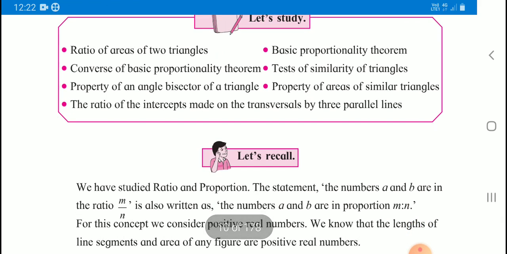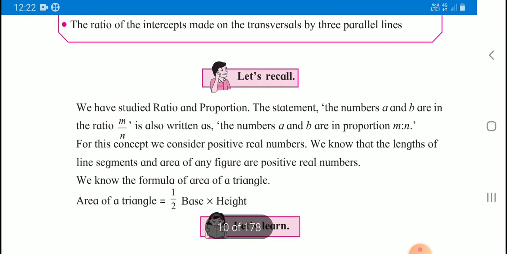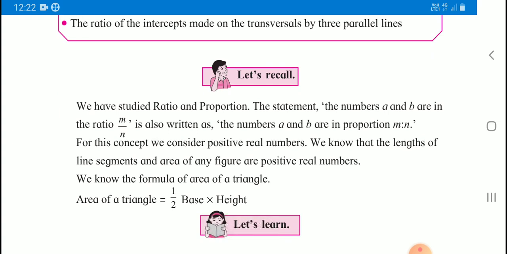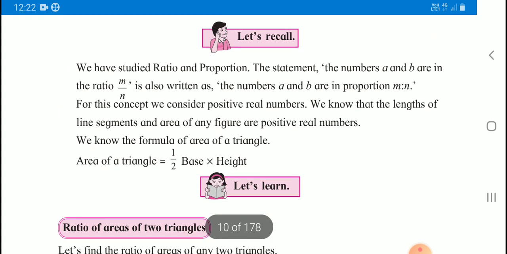Now, let us recall. We have studied ratio and proportion. The statement, the numbers A and B are in the ratio m upon n, is also written as the numbers A and B are in proportion m is to n. For this concept, we consider positive real numbers. We know that the lengths of the line segments and areas of any figure are positive real numbers. Here we are not using negative numbers.